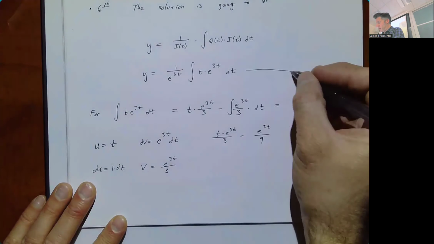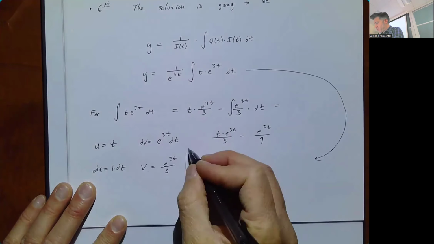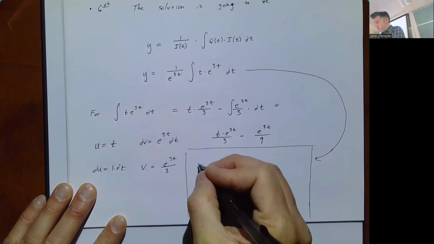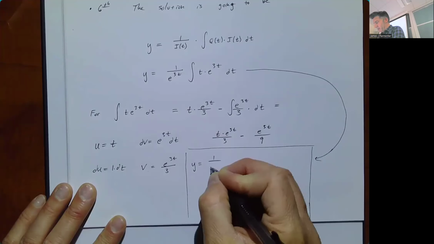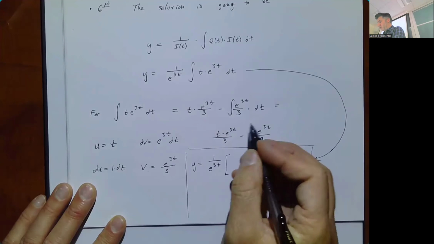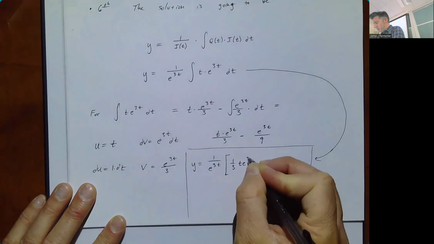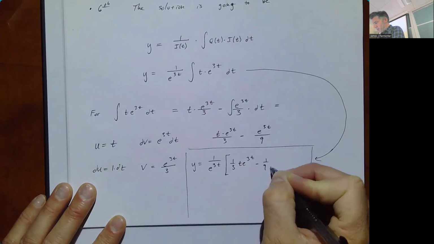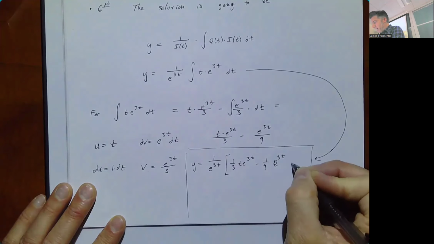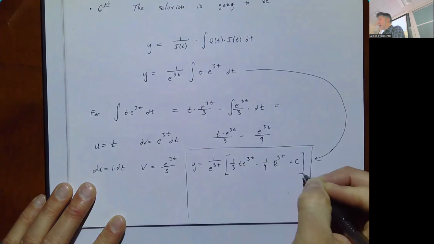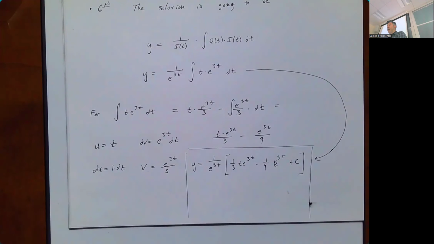So then looking at this here, our solution is going to be y equal to 1 over e to the 3t times the integral we just found, which is, I'm going to write this as 1/3 t e to the 3t minus 1/9 e to the 3t plus c. And that c, it is absolutely vital that that c is getting multiplied by the 1 over e to the 3t, or the 1 over your integrating factor here. It is required, it is necessary, it is super, super important.